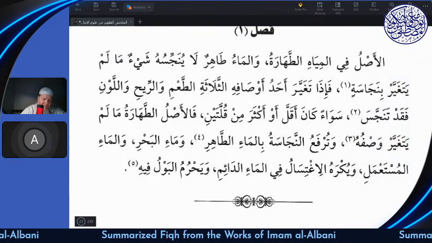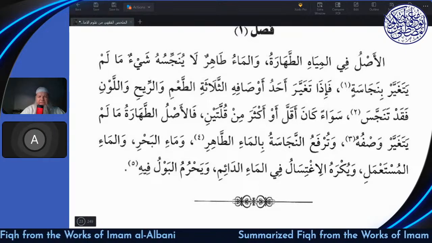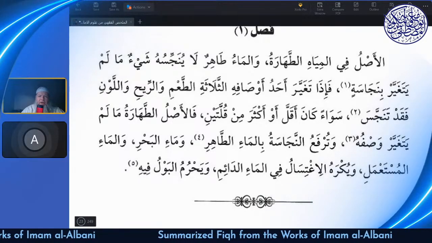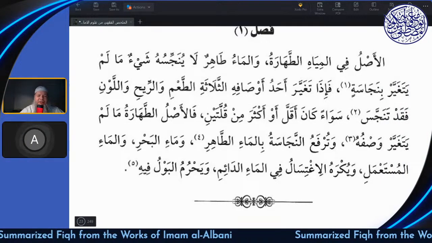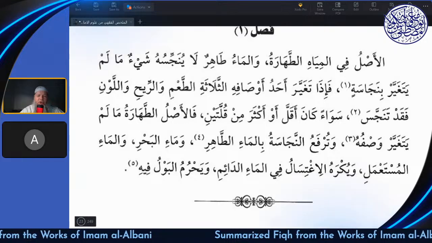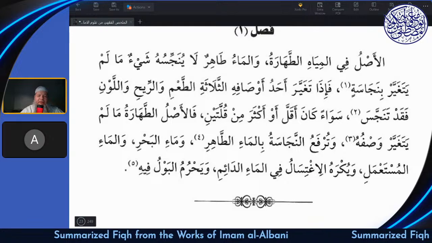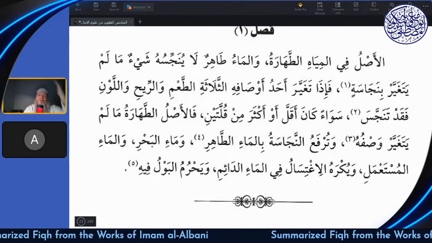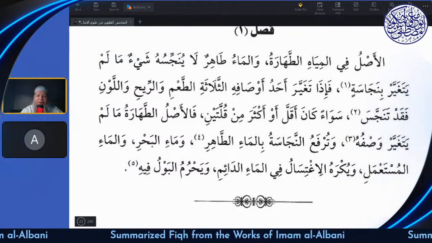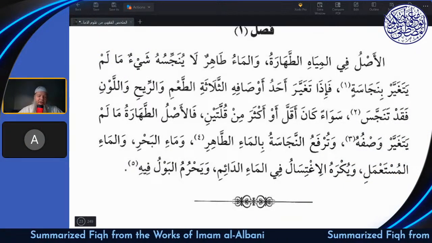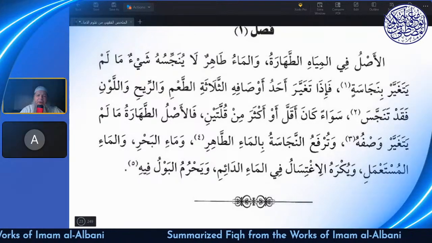an amount. A qulla is an amount of water. You have to go to books of fiqh to find out exactly what this is. Qullatain is an amount of water, and they talk about how many liters it is and how many forearms it is and so on. Off the top of my head, I can't remember the number of liters, but inshallah, I'll look it up right now. So سواء أقل أو أكثر من قلتين.